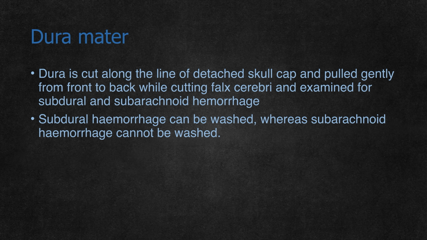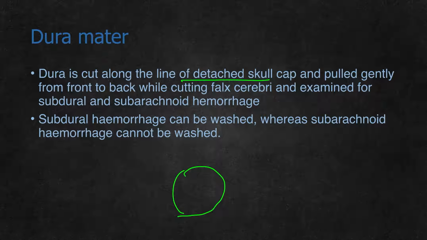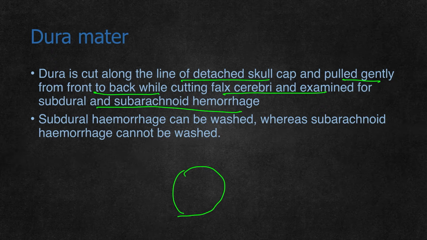Next, the dura mater is dissected. The dura is cut along the line of the detached skull cap. The dura mater is pulled gently from the front and back while cutting the falx cerebri, and examined for subdural or subarachnoid hemorrhage.